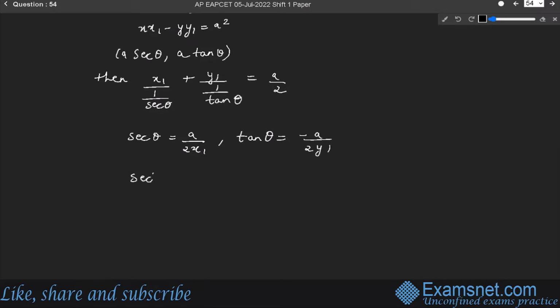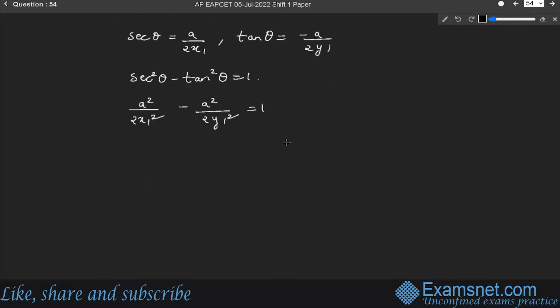Since we know that sec square theta minus tan square theta is equal to 1, putting the value in this identity, it becomes a square upon 2x1 square minus a square upon 2y1 square is equal to 1. On further simplification, it will be 4a square y1 square minus 4x1 square a square is equal to 16 into x1 square into y1 square. Taking a square common, it will be y1 square minus x1 square is equal to 4x1 square y1 square.